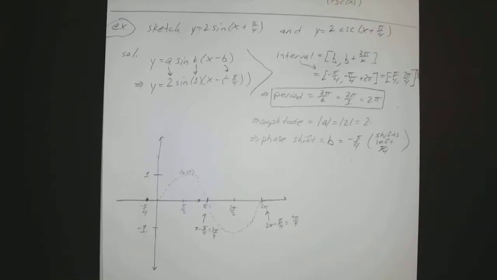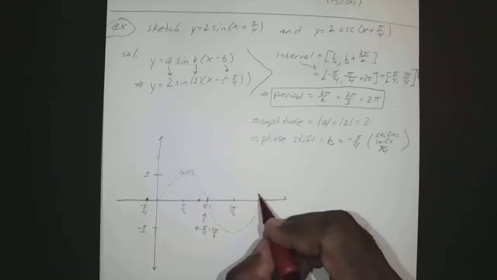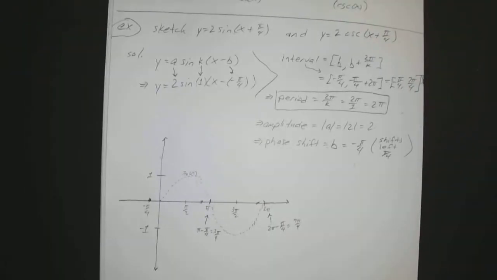Okay, so normally you want to get all the points that intersect your x-axis. Those are the ones you want to make sure you know where they're shifting to. So all of those points are going to shift left pi over 4.